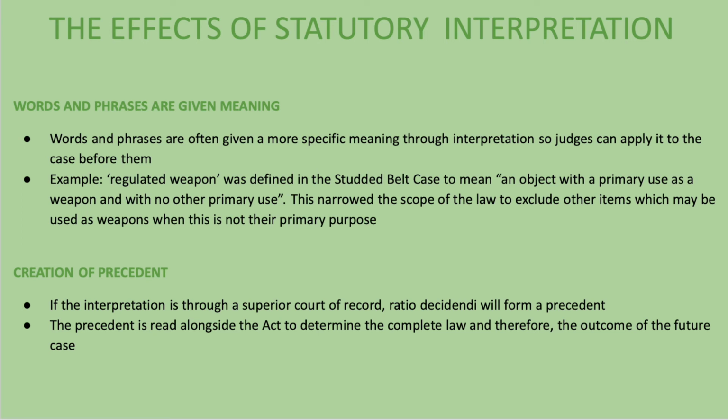For example, in the studded belt case, a regulated weapon was defined to mean an object with a primary use as a weapon and with no other primary use. This narrowed the scope of the law to exclude other items which may be used as weapons when this is not their primary purpose. The second effect of statutory interpretation is the creation of precedent.